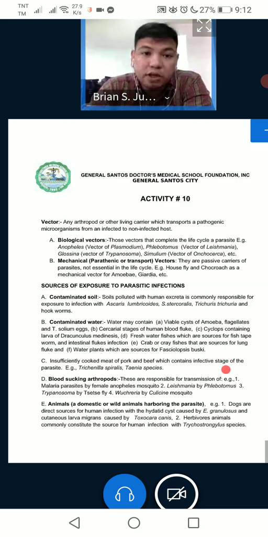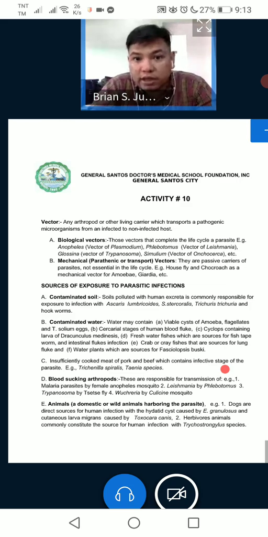Examples of biological vectors are the Anopheles, the vectors for Plasmodium, the one that causes malaria. We also have Phlebotomus fly, the vector for Leishmania. We have Glossina, the vector for Trypanosoma, the African sleeping sickness. So, yung mga mahilig matulog dyan, baka meron na kayong African sleeping sickness, no? Later on, I'm going to show you a video. Lastly, we have Simulium, a vector for Onchocerca volvulus. Fly pa rin siya.